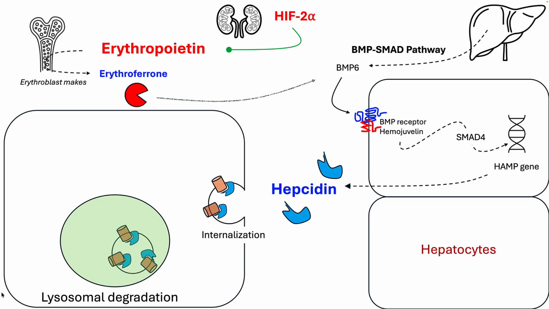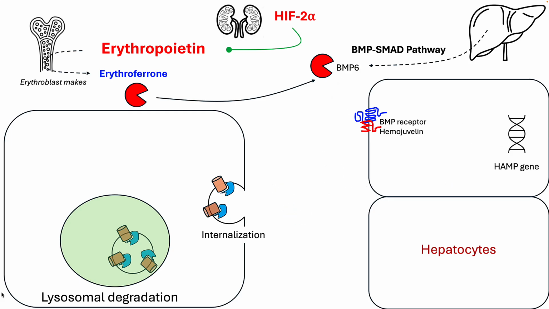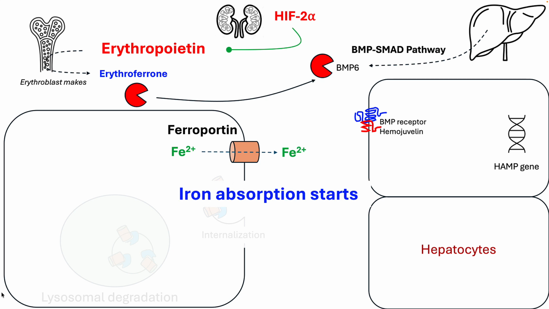Erythropoietin stimulates release of erythroferrone from erythroblasts. This binds to BMP6, thereby halting the SMAD4 pathway. This stops hepcidin production. Once hepcidin is low or absent, ferroportin can restart transport of iron from enterocytes and macrophages into the blood. Note that enterocytes and macrophages have to resynthesize that ferroportin as the older ones have been destroyed.